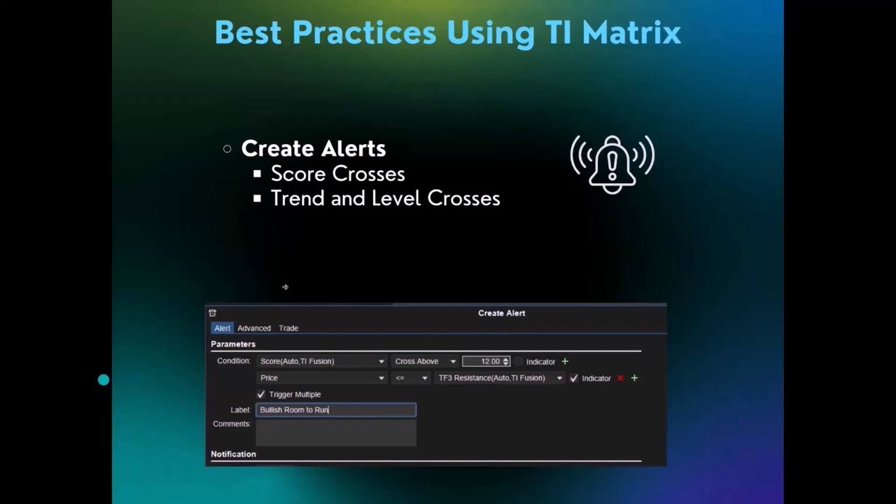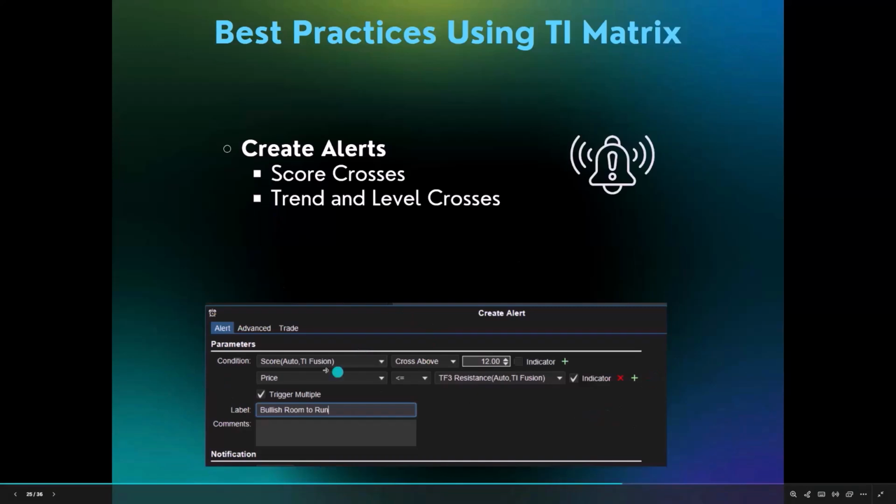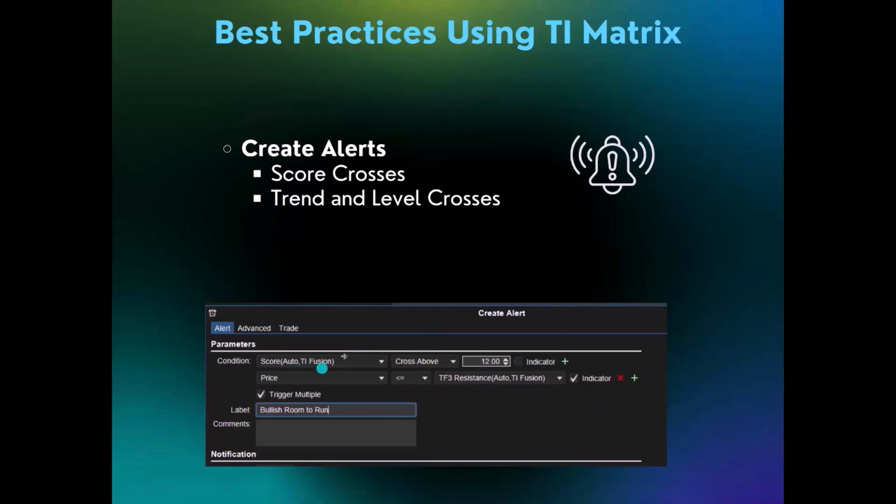But here's just an example. There's a lot you can play around with, as we're going to see, of an alert I created. So here I have TI Matrix on a chart, and I say, hey, I want to be alerted when the score crosses above just an arbitrary number. I put here 12. So we're starting to get a little bit further into bullish territory, and price is beneath the third higher time frame resistance.